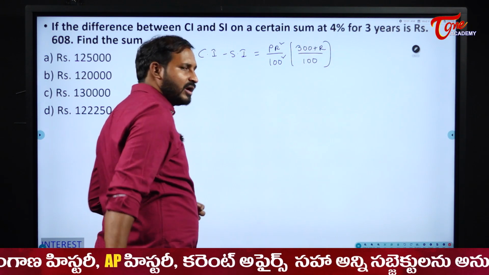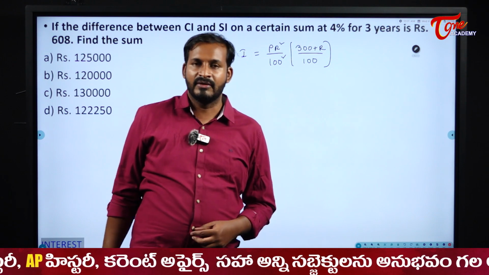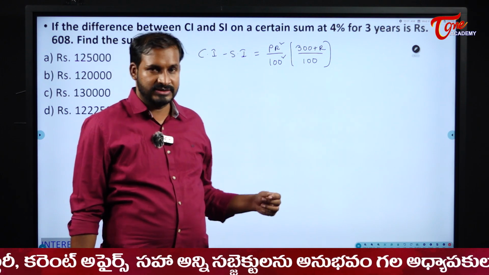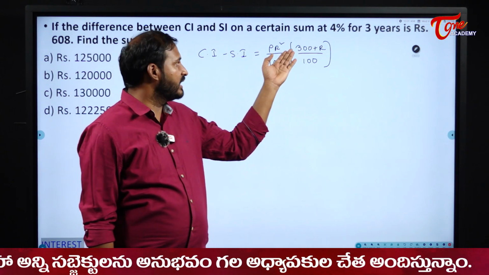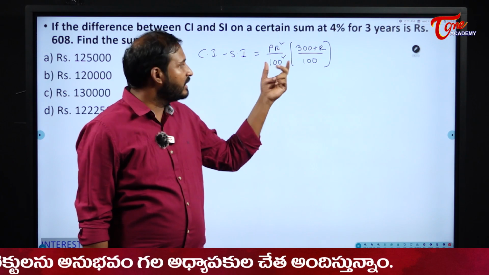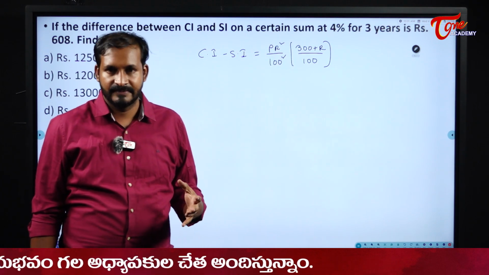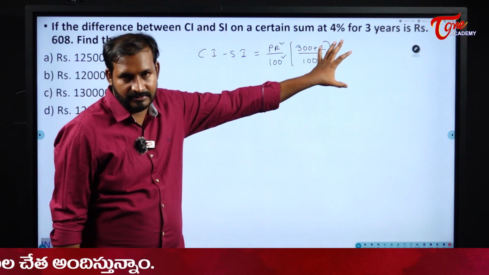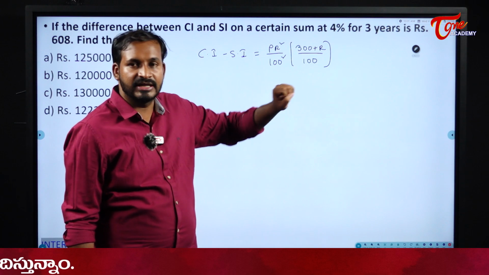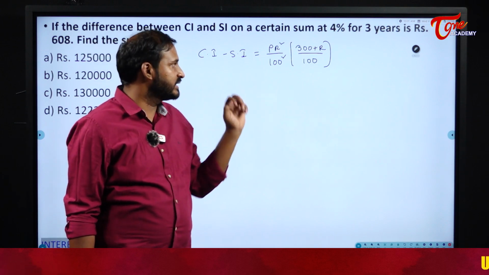See students, in books you will have different formulas. But my suggestion is, please try to remember this one. What they used to give is P R square into R 300 PR plus something they will give. But it will be a lengthy process. Here P R square by 100 square, there also P R square by 100 square, both are same. And the only add-on thing is 300 plus R by 100. So please keep this thing here.